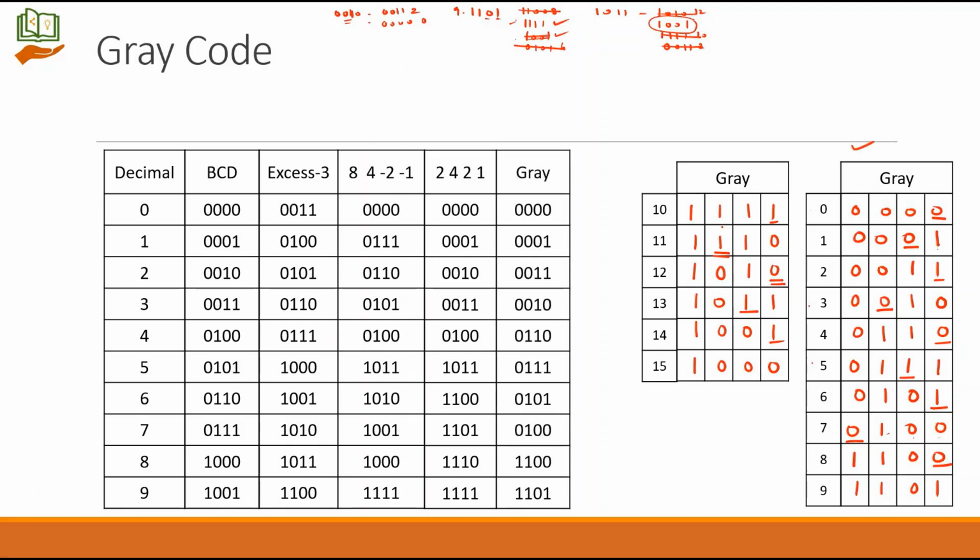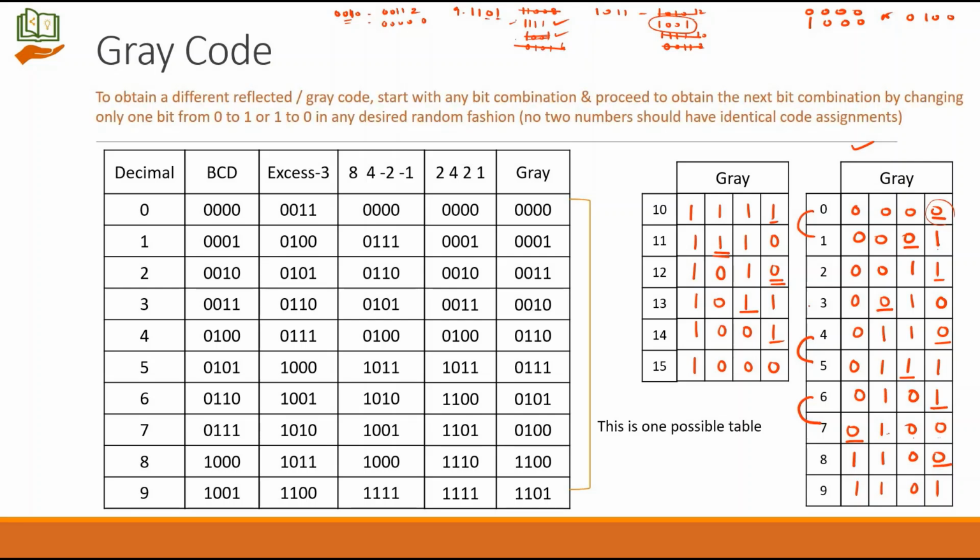Is this the only way to represent gray code? Not so. It is not mandatory that you have to start with the last bit. This is just one possible table of the gray code. If you take 4 zeros, I can start one even this way, or I can start one even this way. All I need to see is between two consecutive numbers, only one bit has to be changed. The remaining 3-bit positions should be the same. That is the concept of gray code.